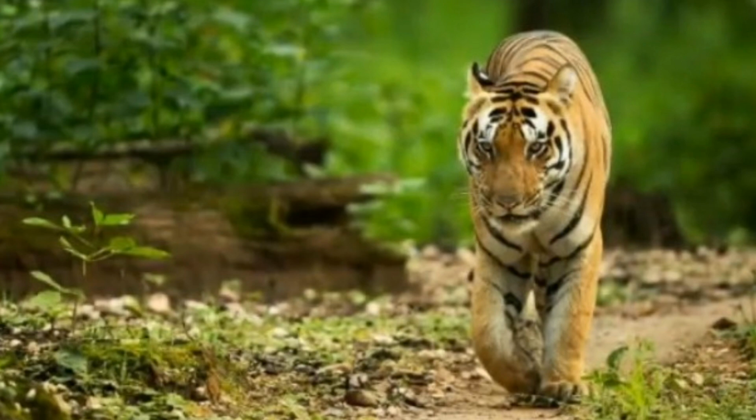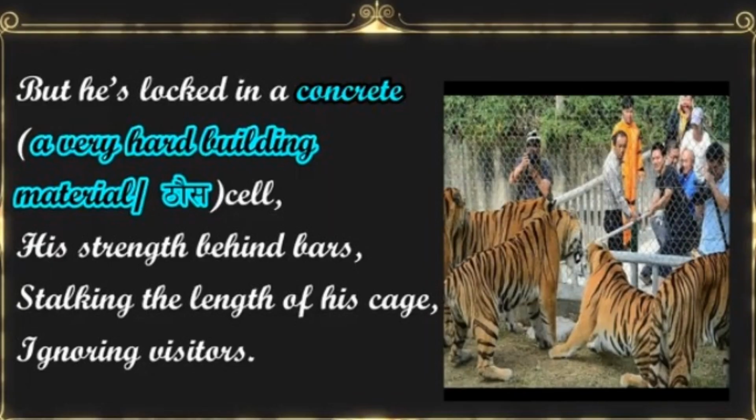So, children, let's look at the fourth stanza. But he is locked in a concrete cell, his strength behind bars, stalking the length of his cage, ignoring visitors. So, here, concrete cell means a very small and unpleasant cage. Stalking means moving slowly and quietly in a threatening way.